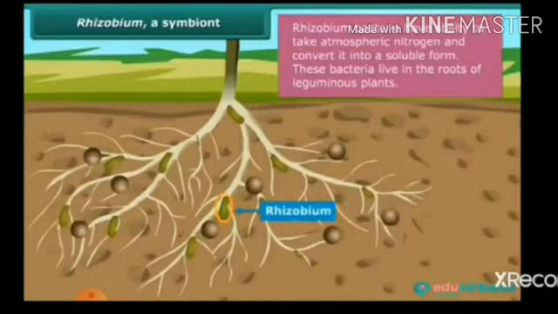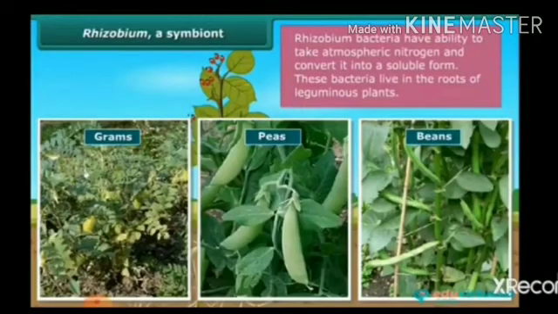So the bacteria called rhizobium can take atmospheric nitrogen and convert it into soluble form. This bacteria lives in the roots of gram, peas, moong, beans, and other legumes and provides them with nitrogen. In return, the plants provide food and shelter to the bacteria. Thus, we can say that rhizobium shows a symbiotic relationship.